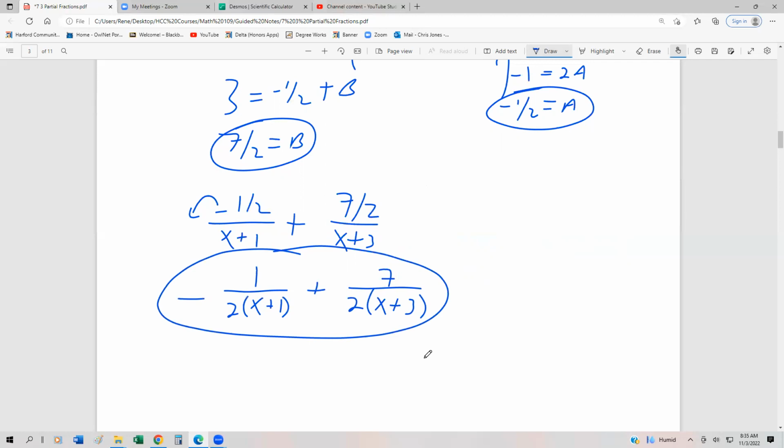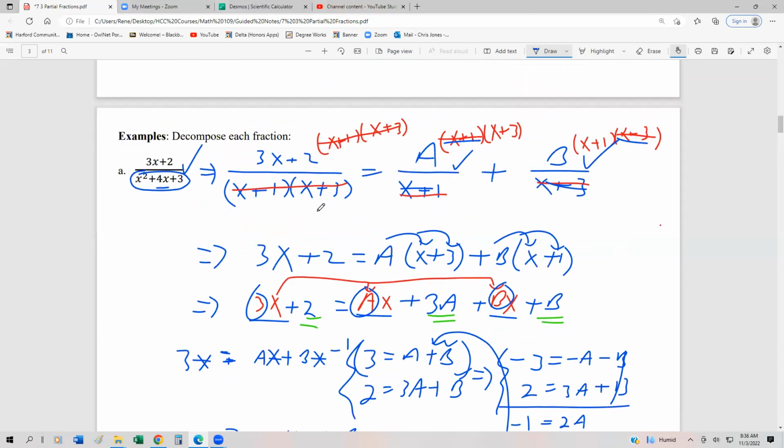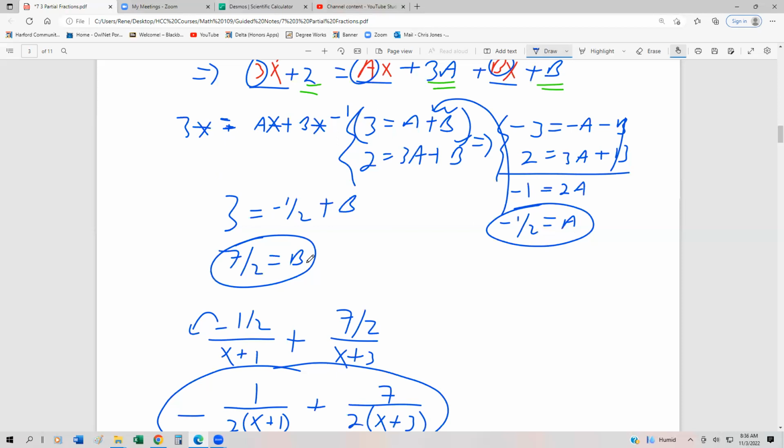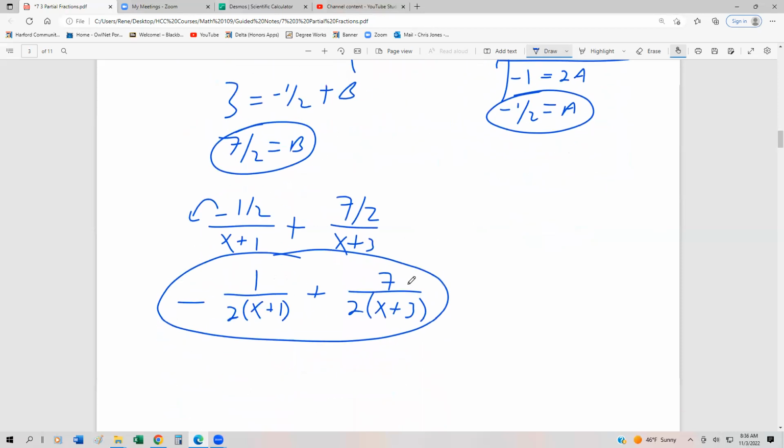Now, of course, if you don't trust it, what you can always do is just add these back together, and you should end up with this expression. I'm not going to do that just because we already know how to add fractions, and we certainly think that this is going to be correct.